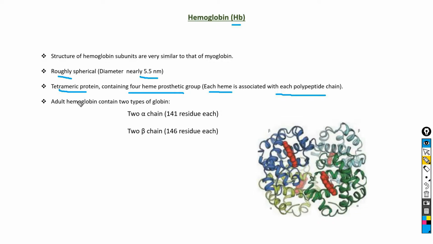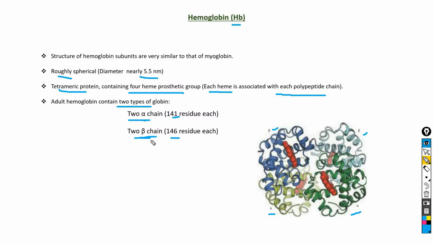Adult hemoglobin contains 4 polypeptide chains of 2 types of globin, that is 2 alpha chains and 2 beta chains. Each alpha chain is made up of 141 amino acid residues, whereas each beta chain is made up of 146 amino acid residues. Here the figure represents the structure of the hemoglobin molecule which contains 2 alpha polypeptide chains and 2 beta polypeptide chains, as you can see here. It contains 4 heme prosthetic groups, represented in red color, and each heme prosthetic group is associated with a polypeptide chain.